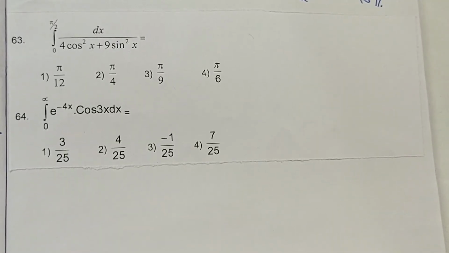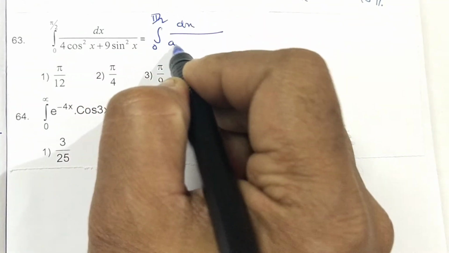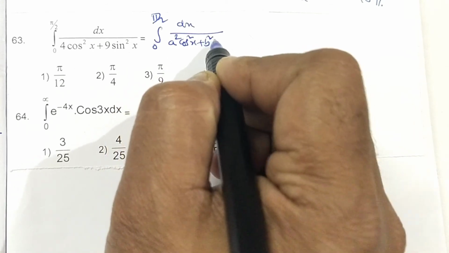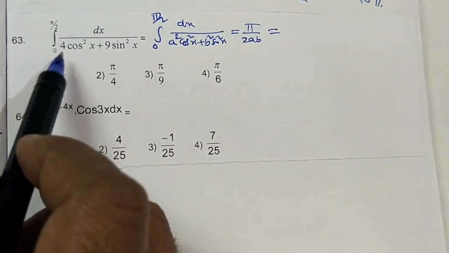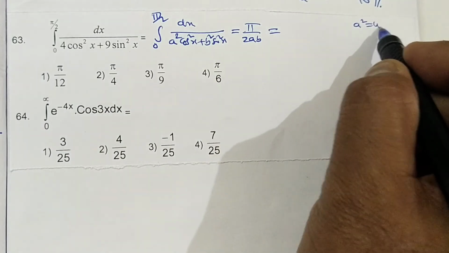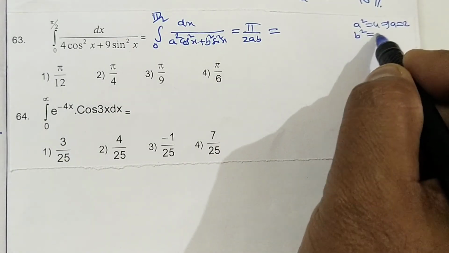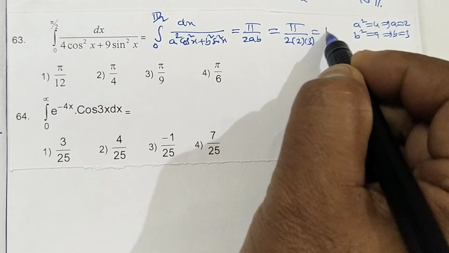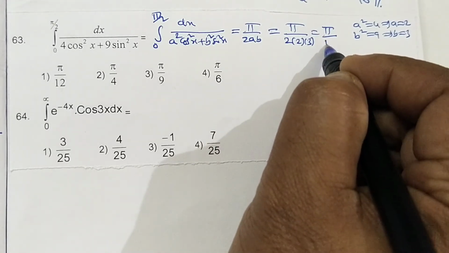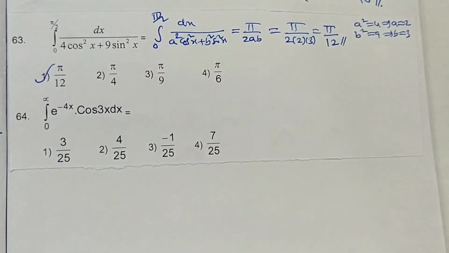The next question. Integral 0 to pi by 2 dx by 4 cos square x plus 9 sin square x equal to. We have one shortcut formula. Integral 0 to pi by 2 dx by a square cos square x plus b square sin square x is equal to pi by 2ab. A square equal to 4 means a is equal to 2. B square equal to 9, so b is equal to 3. So pi by 2 into 3, which is equal to pi by 12. So pi by 12, which is there in the first option.